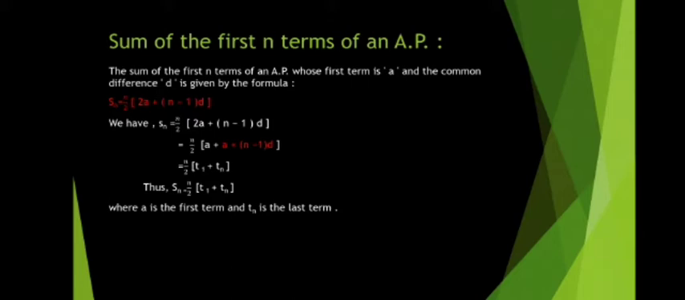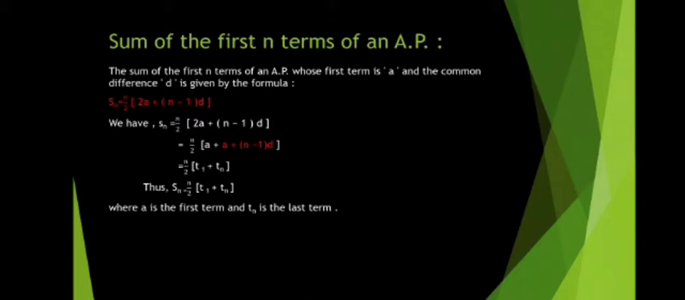By using this formula, we can derive one more formula. Sn = n/2 [2a + (n - 1) d]. Now we can split 2a in two parts: n/2 [a + a + (n - 1) d]. We know a means T1, so in place of a we'll write T1, and after that we have a + (n - 1) d. This is the formula of Tn.